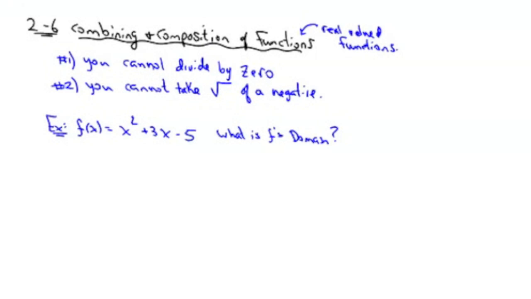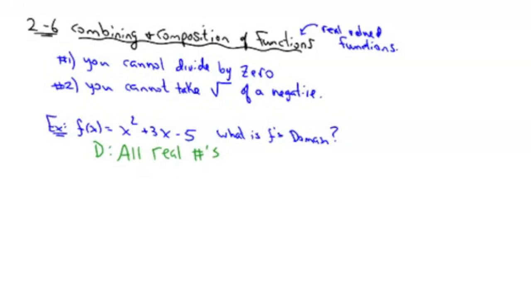I'm being devil's advocate here. I want you to really think about this. Can you ever divide by 0? No. Can you ever take the square root of a negative number? No. So what numbers can I not plug in? Well, none. So that means I can plug in all. So the domain here, all real numbers.